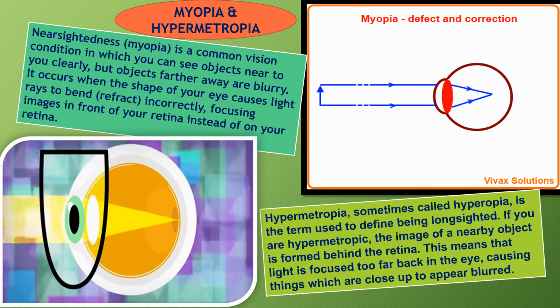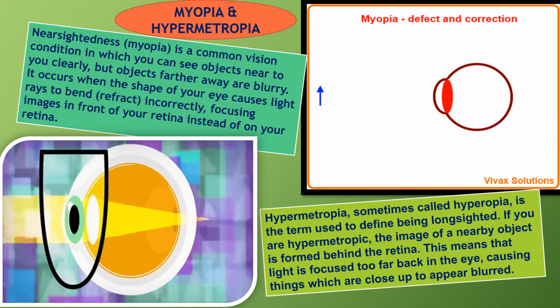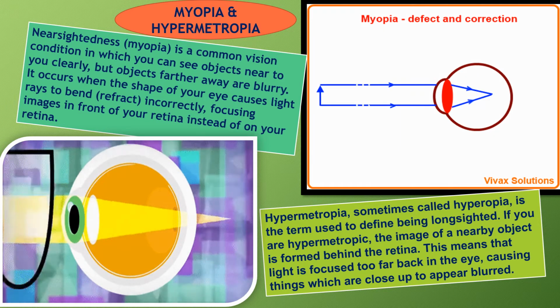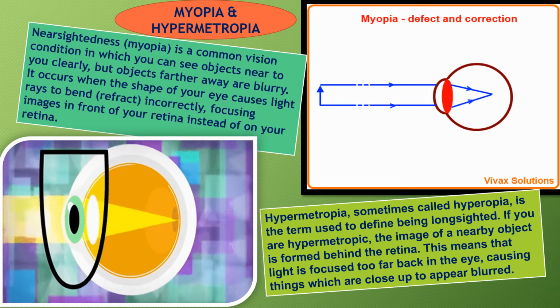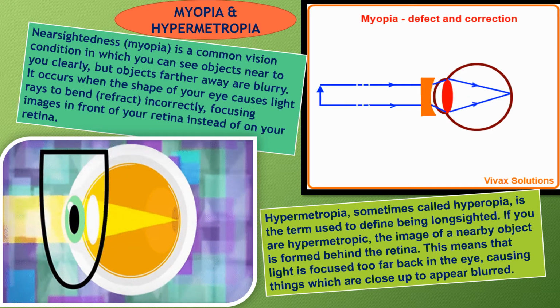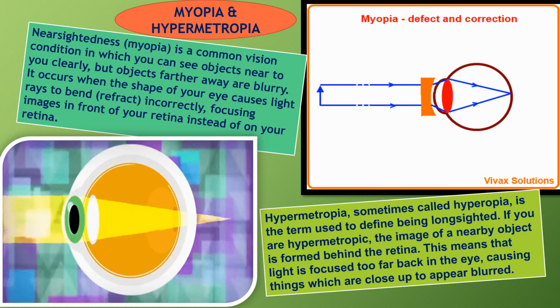Though the parallel rays from the distant object are focused on the retina, the divergent rays from the near objects are focused behind the retina. As a result, a blurred image is formed. The defect can be corrected by using biconvex lenses, or simply convex lenses.